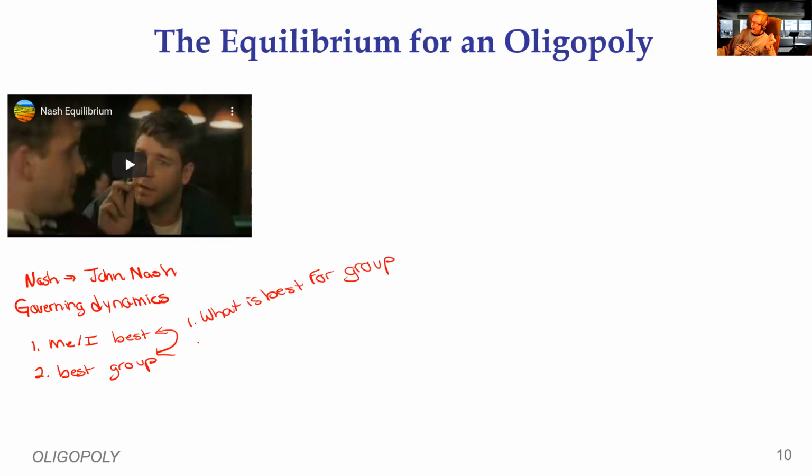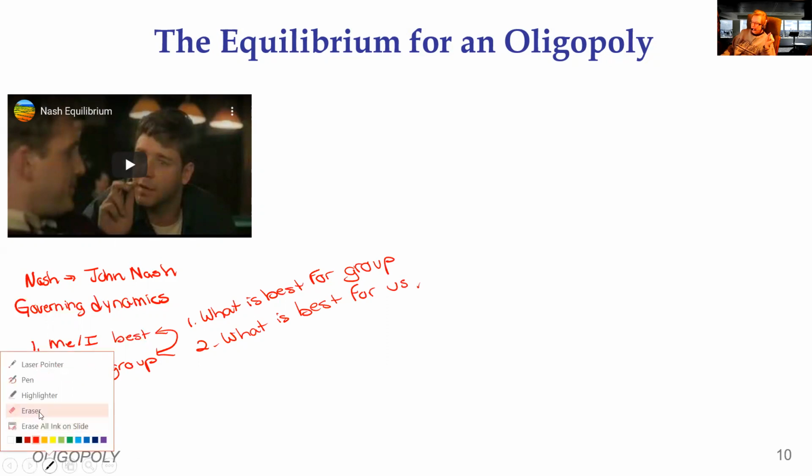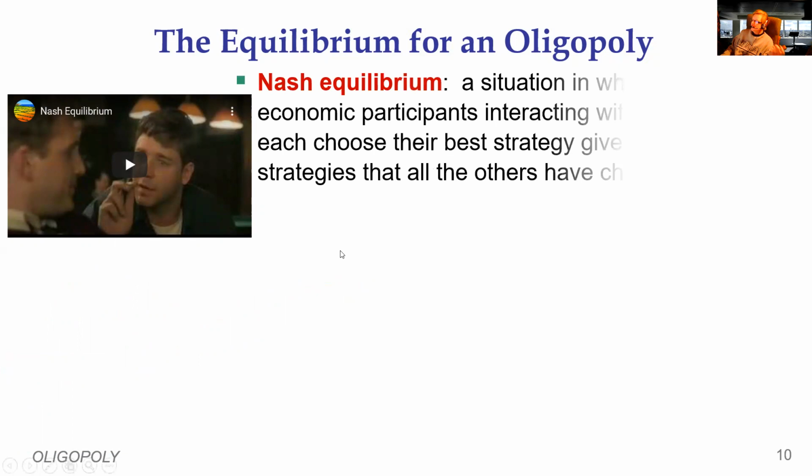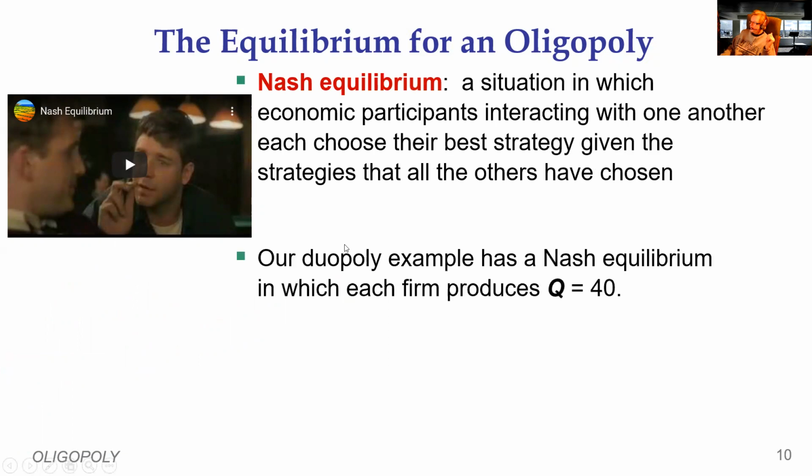And then, by default, we will get what is best for us. Okay. Now, remember back to our example, T-Mobile and Verizon. If T-Mobile and Verizon would have stuck to the deal, they would have been better off. If they did what was best for the group, by default, they would do what is best for themselves, governing dynamics.